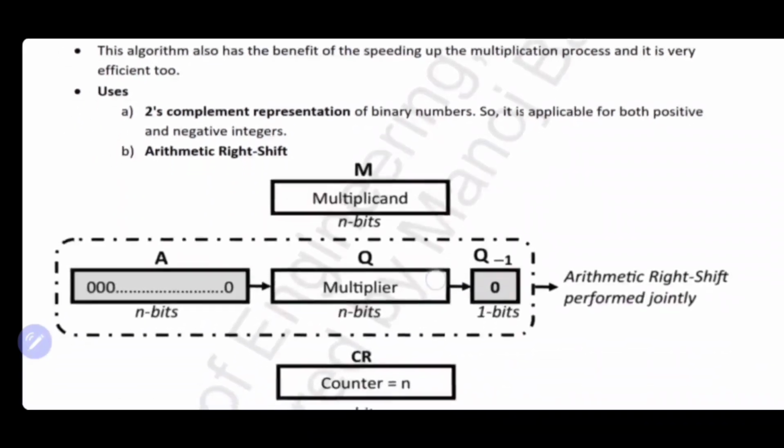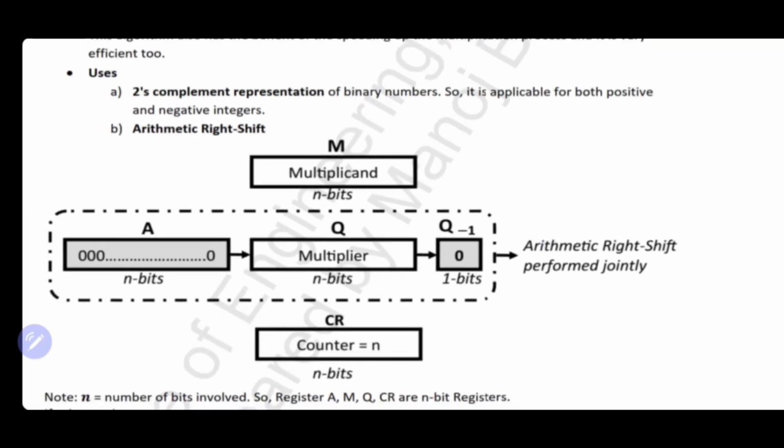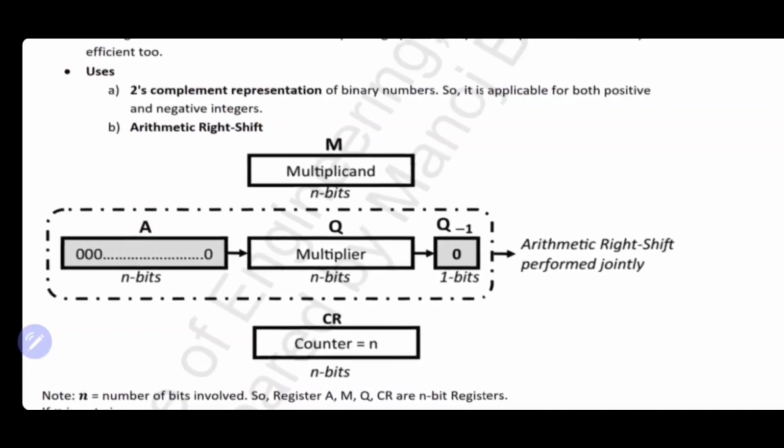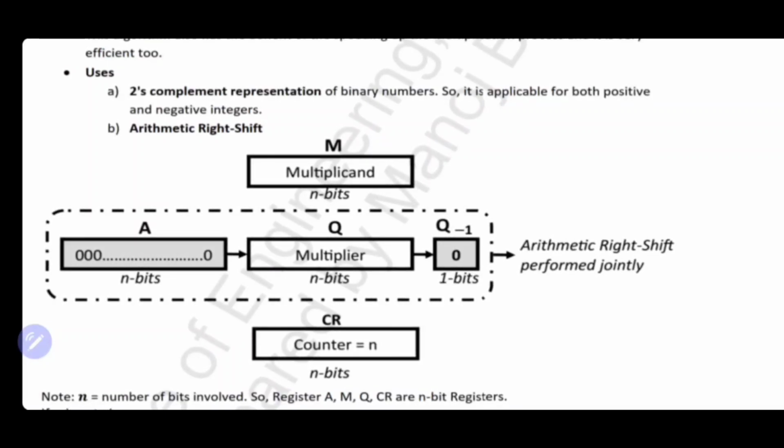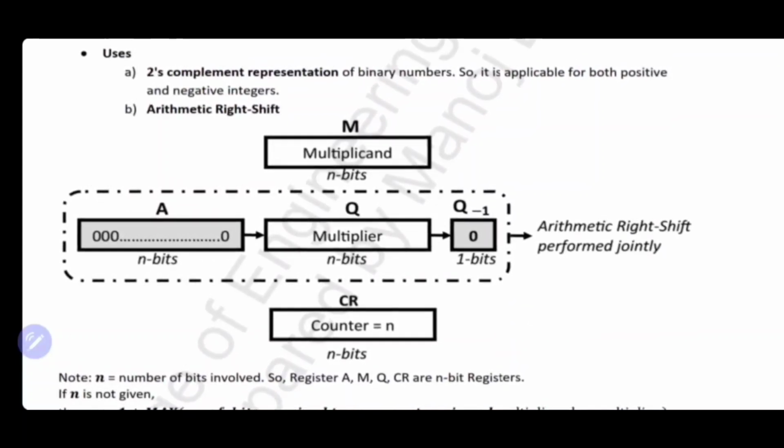Now we have 4 registers. The multiplicand is stored in the M register. There's the A register, which is a temporary storage register. The multiplier is stored in the Q register, and there is a Q minus 1 register, which is a 1 bit register, and a counter register, which is n bit. All the registers are n bit except the Q minus 1 register, which is 1 bit. Here n is the number of bits involved. The counter register carries the number of bits. If it is 4 bit, then the counter n becomes 4.